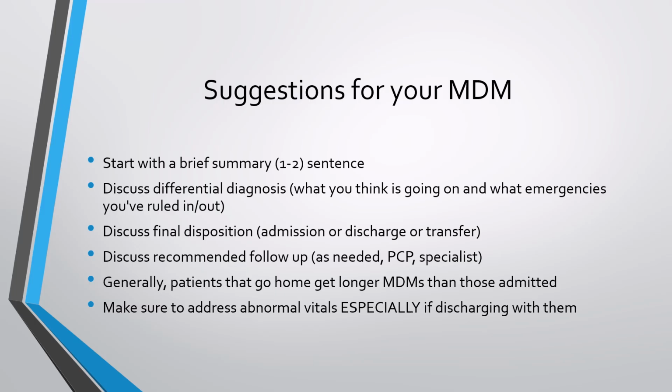There is a note about people going home getting longer MDMs, and that's generally because you have to be a bit more defensive about why they were safe to go home. And then lastly, address any abnormal vitals. So for instance, a patient has tachycardia, and you could say you suspected secondary to dehydration, it improved with fluids. It lets the reader know that you thought about the abnormal vital and did not just ignore it, and that you actually have a reason for it and that you're okay with it.